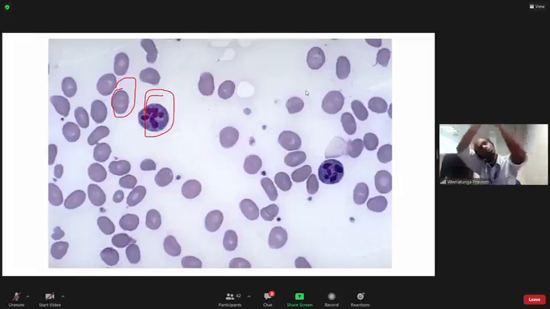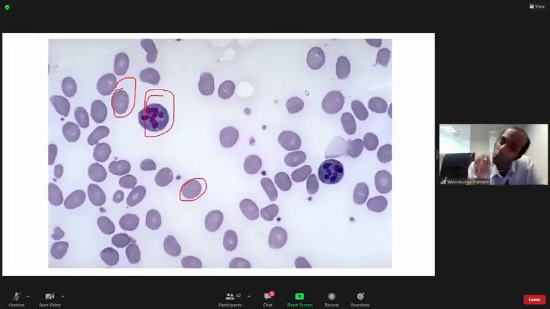And if you look at the shape of the macrocyte, they are oval in shape. You can see that. More oval in shape. So oval macrocytes. Oval macrocytes are a feature of B12 or folate deficiency.